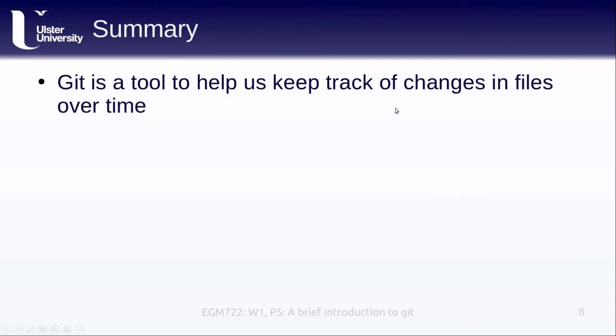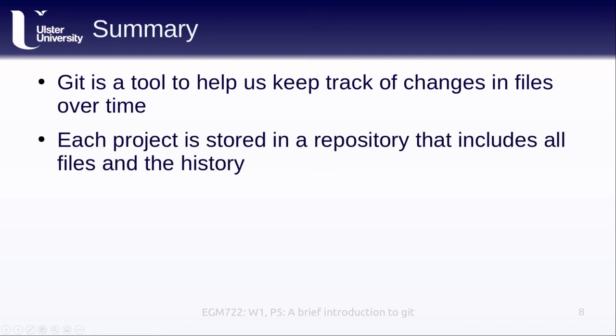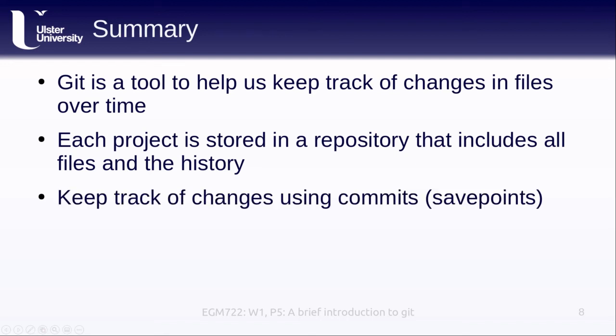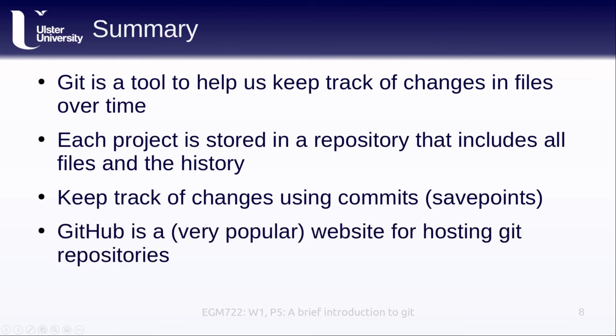To sum all of this up, Git is a tool that helps us keep track of changes in files over time. Each different project or group of files that we're working with is stored in something called a repository that includes all of the files as well as the history of those files, so how they've changed over time. We keep track of the changes that we're making using something called a commit, which you can think of as just a save point for your project. And finally, GitHub is a very popular website for hosting Git repositories, separate from the software, which is called Git.